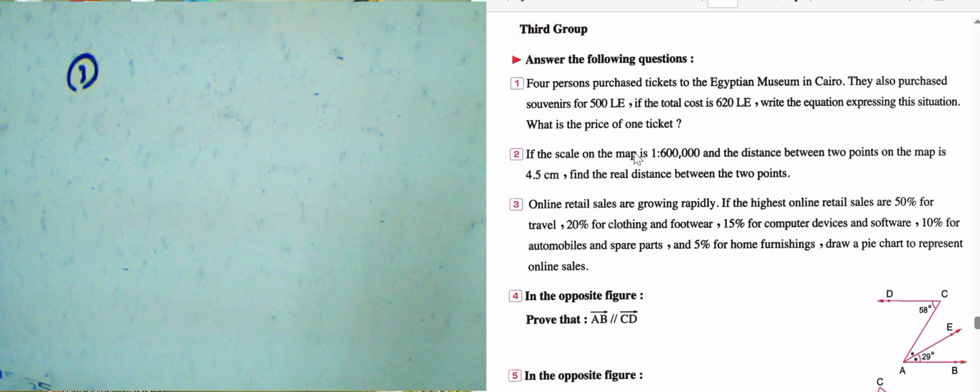Online retail sales are growing rapidly. The highest online sales are 50% for travel, 20% for clothing and footwear, 15% for computer devices and software, 10% for automobiles and spare parts, and 5% for home furnishing. The pie chart represents online sales.